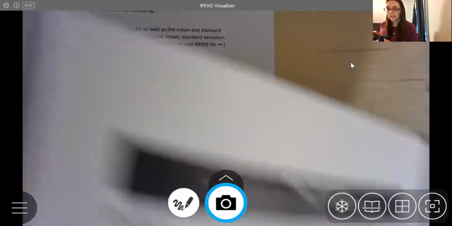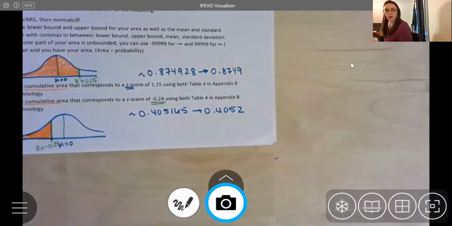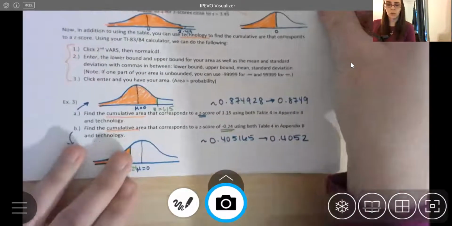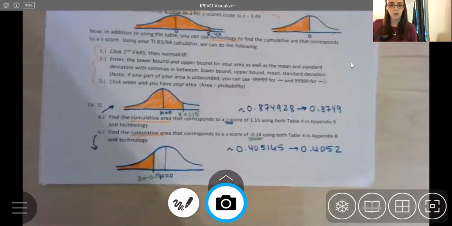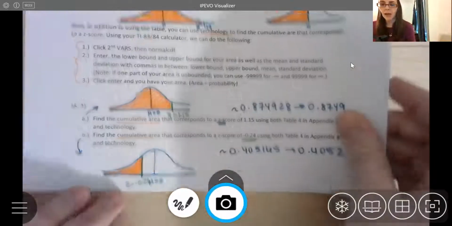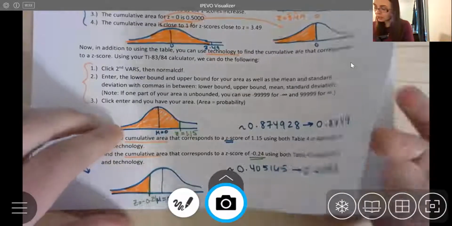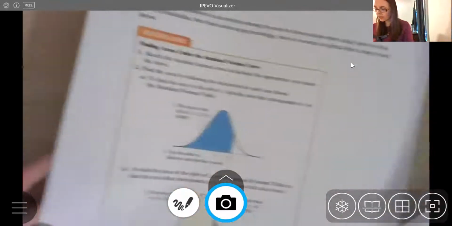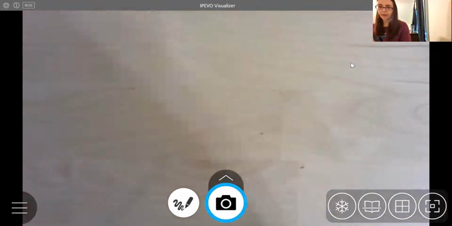So that's how you can use the tables. So you're welcome to do it however you want. In the homework and stuff, I don't care if it says to do it one way or the other, it's your choice. So if you want to use the table, you can use the table. If you want to use technology, you can use technology. I personally much prefer technology, but the tables can be quick and easy to use as well. So once you get used to them, you can go ahead and do that.